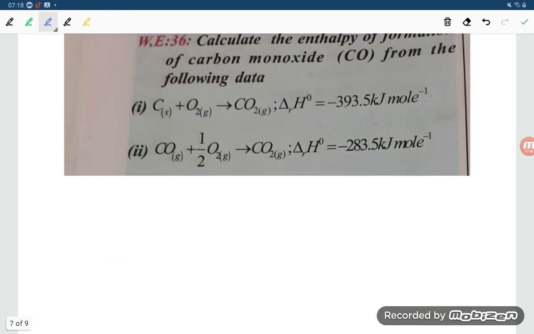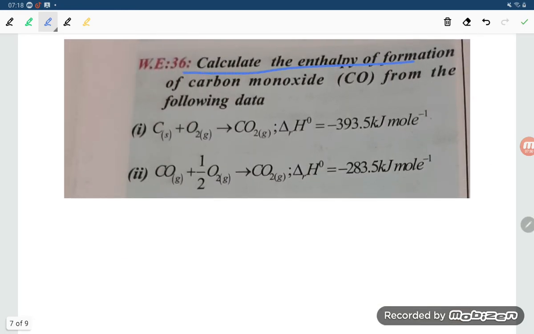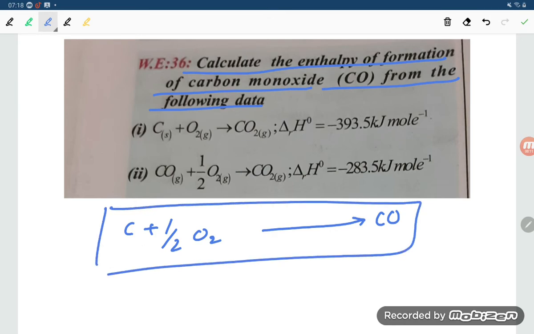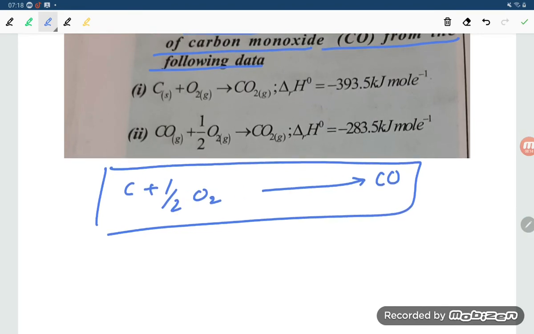Now let us move on to another question and see if we can solve that. They are saying calculate the enthalpy of formation of carbon monoxide, CO, from the following data. See, carbon monoxide we have to form. Enthalpy of formation of carbon monoxide. What are the constituent elements? Carbon plus half oxygen. So this is our required reaction according to the definition. Now, student, there are two equations they have given already. But carbon monoxide is on the reactant side. We need it on the product side. So we have to reverse the reaction.